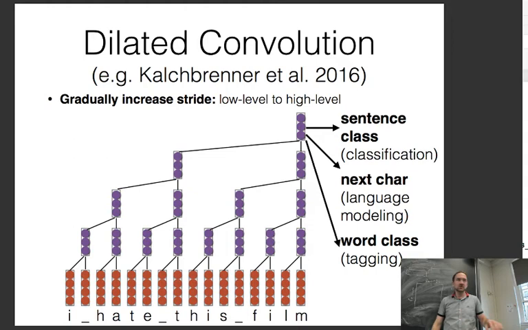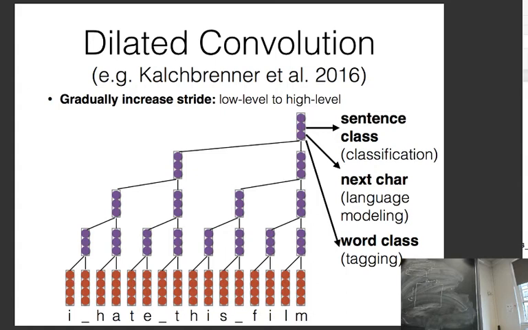Yeah. Is the number of layers fixed or not? No, you can define this any way you want. Usually you use the same number of layers for every sequence, and in order to make sure that you can do it, you add padding of some sort. Okay. Yeah. How can we see that increasing stride here? I mean.